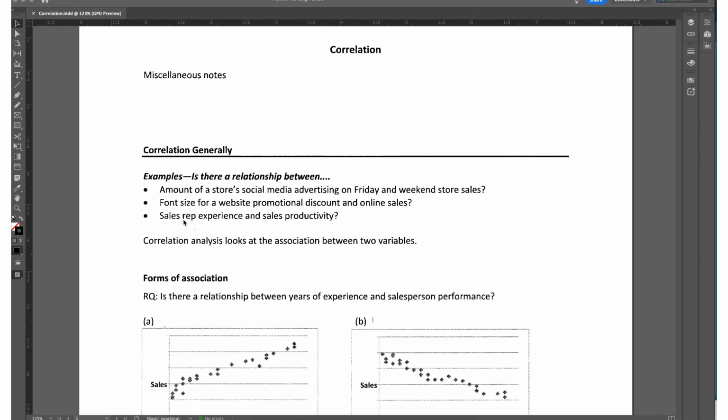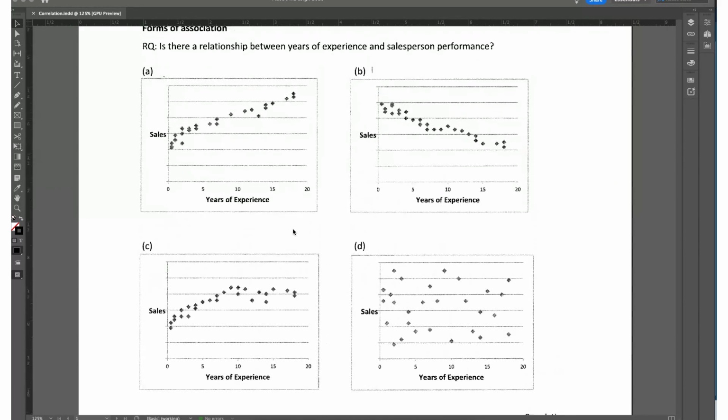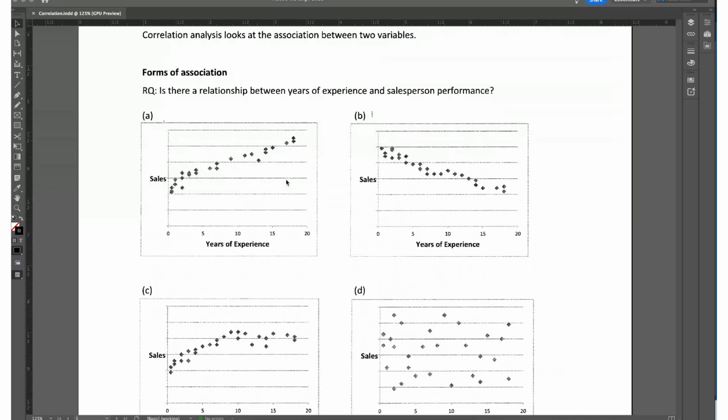Now, going back to the sales rep experience and sales productivity, I have four different graphs here. Before I get to that, we have four different scatter plots more specifically. And a scatter plot is something that plots two different variables at the same time. In this case, those two variables are sales and years of experience. All right, so with that background information, let's look at A over here. This one is what we would call a positive linear relationship.